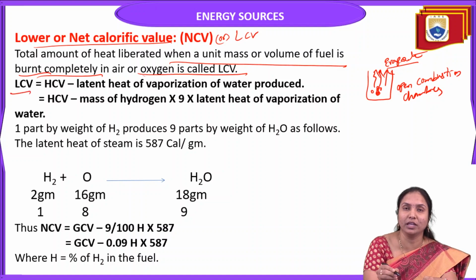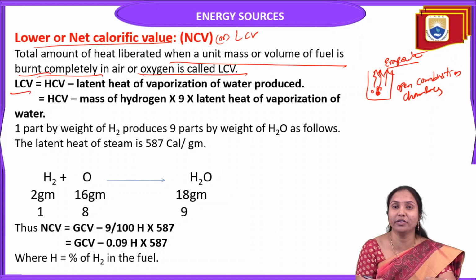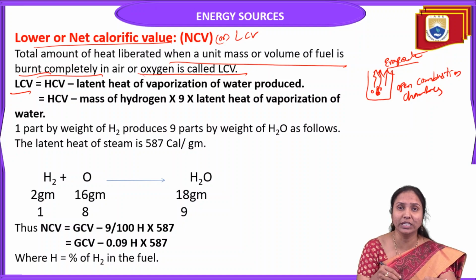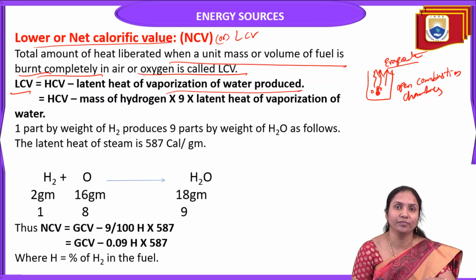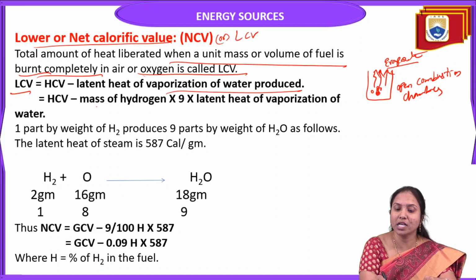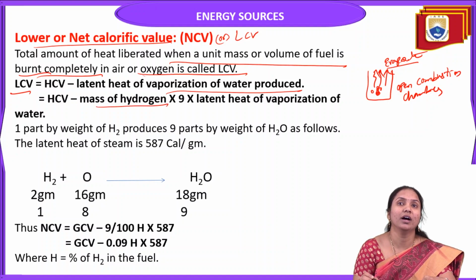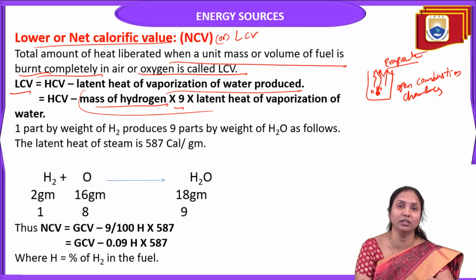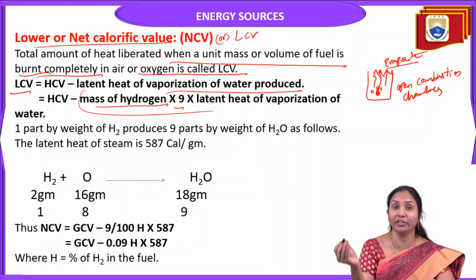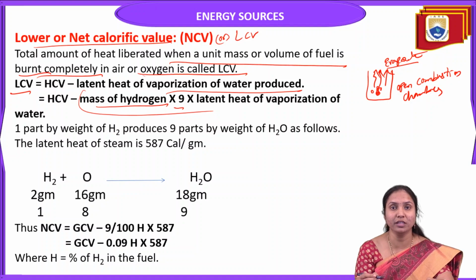So the formula is LCV equals HCV minus the latent heat of vaporization of water produced. HCV means high calorific value. So it equals HCV minus mass of hydrogen into 9 into latent heat of vaporization of water. What is the meaning? That means we consider only how much heat is liberated when a unit mass of fuel is burned.